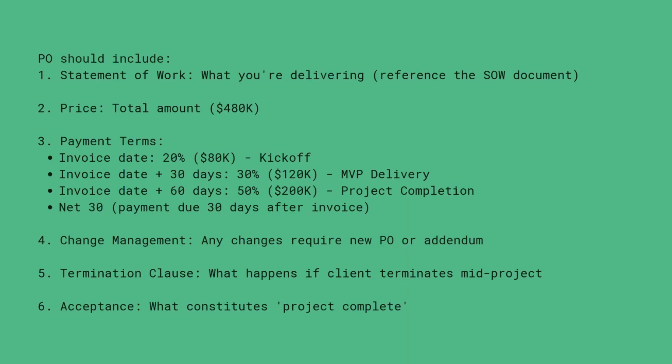The PO is your financial contract. It says Cargo Co agrees to pay $400,000 plus contingency, which is $480,000 for this project. It's binding. If the client doesn't pay, you have legal resources. PO should include statement of work, what you are delivering, reference to the SOW document. Then comes the price, the total amount, then the payment terms, then change management, termination clause, and acceptance.